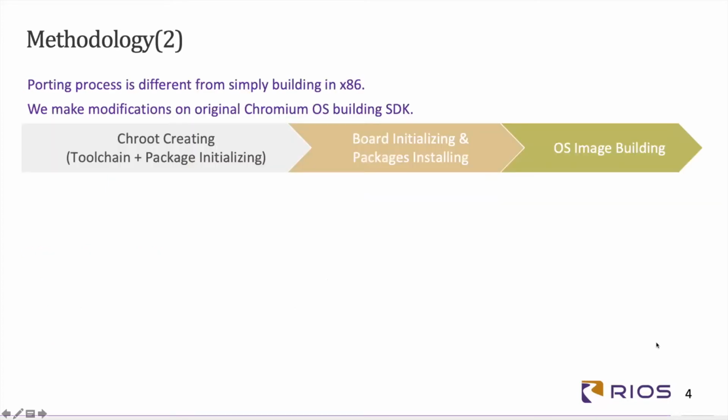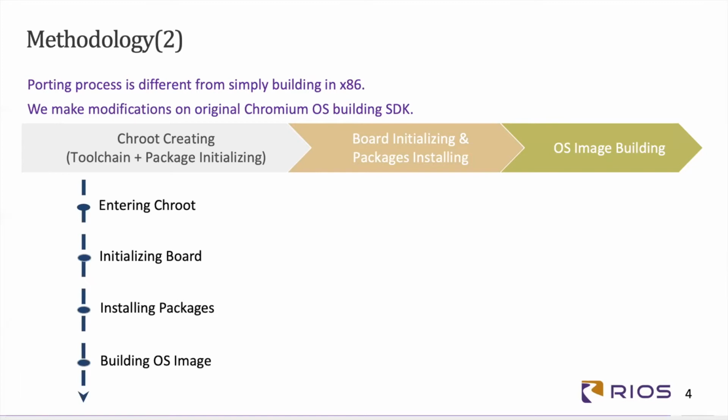While porting, we use a similar approach to the original build flow from x86. Of course, we made some modifications to the original Chrome OS build SDK. Our main work contains three stages. In the first stage, we create a chroot environment and enter the chroot as a container, and enter the native build environment. In this environment, we start board initializing and installing the packages. And finally, we build the OS image.